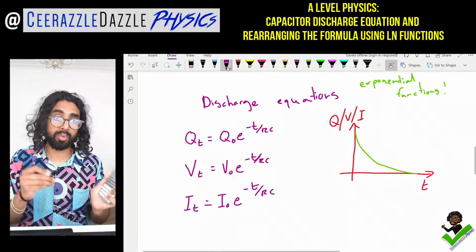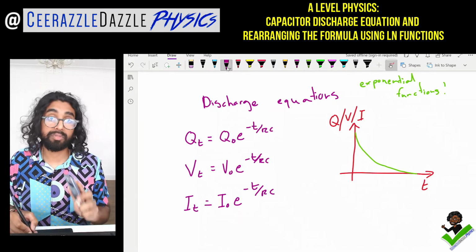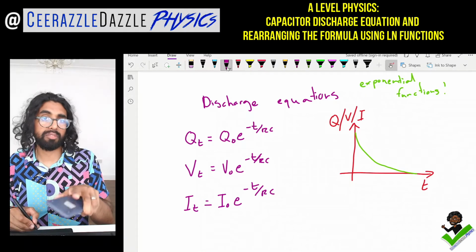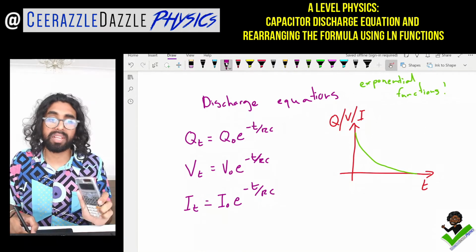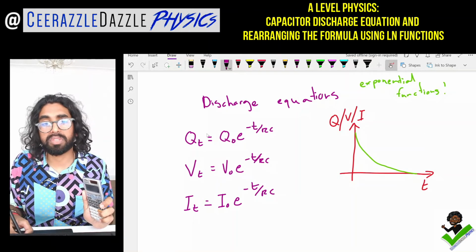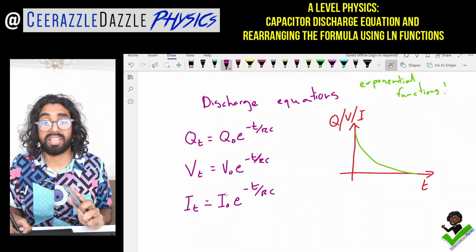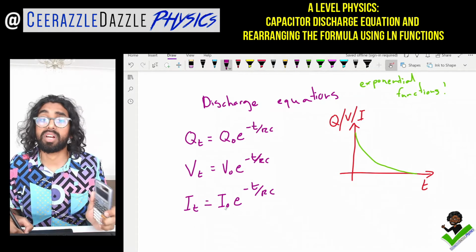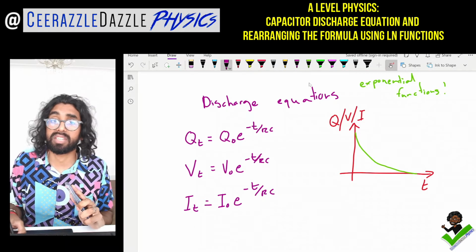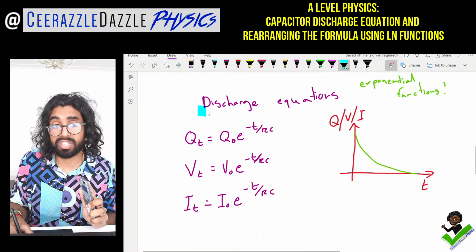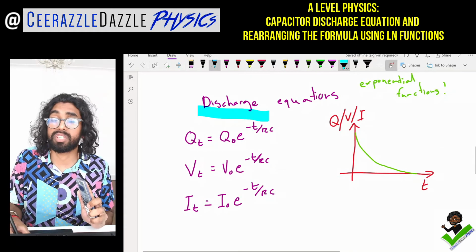Alright, okay, so we have three more formulas you should be familiar with. And don't worry if you don't understand where I've got them from, in that previous video I walk you through it. The charge at a certain time is equal to Q0 e to the minus t over RC. The voltage at a certain time is equal to V0 e to the minus t over RC. And the current at a certain time is equal to I0 e to the minus t over RC. These are all equations for discharge.